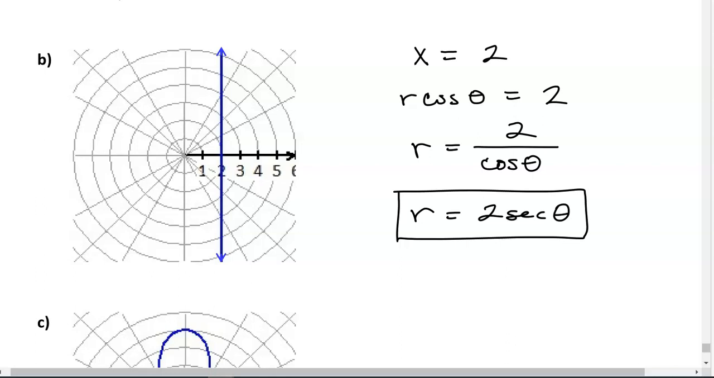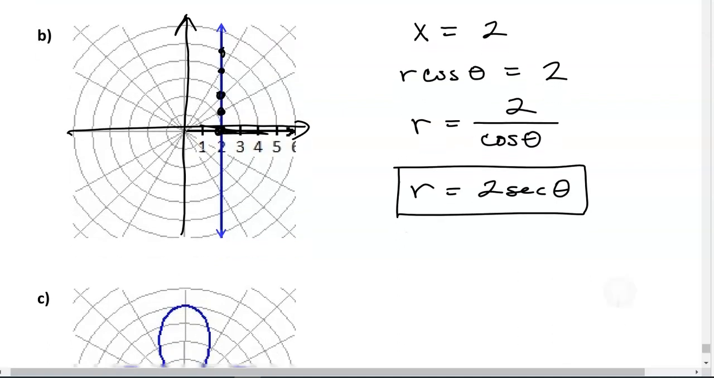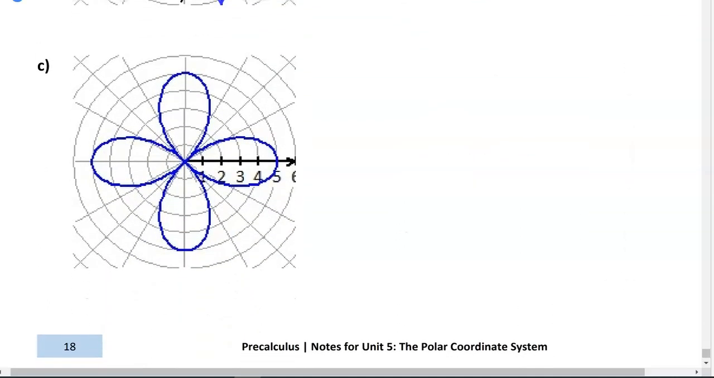We have to recognize that this is not really a polar graph, so we can just sort of superimpose that x and y axis. And then if you're thinking about rectangular coordinates, what you can notice is that all the points on this graph have the same x value, and that x value is 2. So x equals 2, replace x with r cosine theta, and then solve for r. Okay, one more for you to try. Let's try C. Pause the video while you do this.